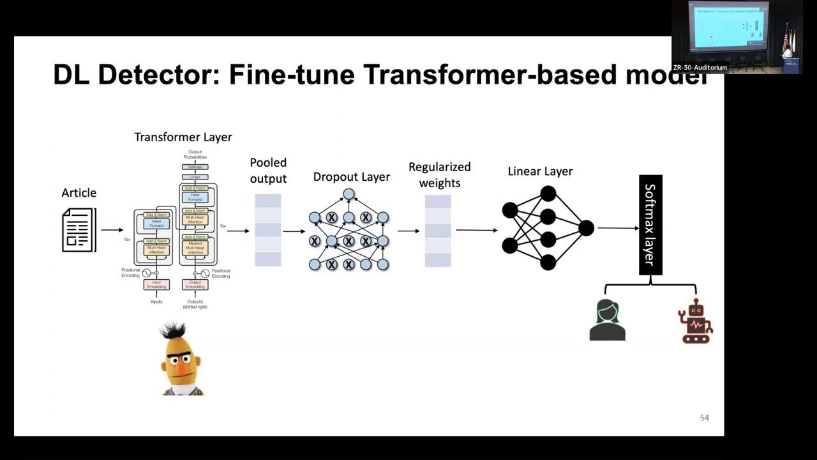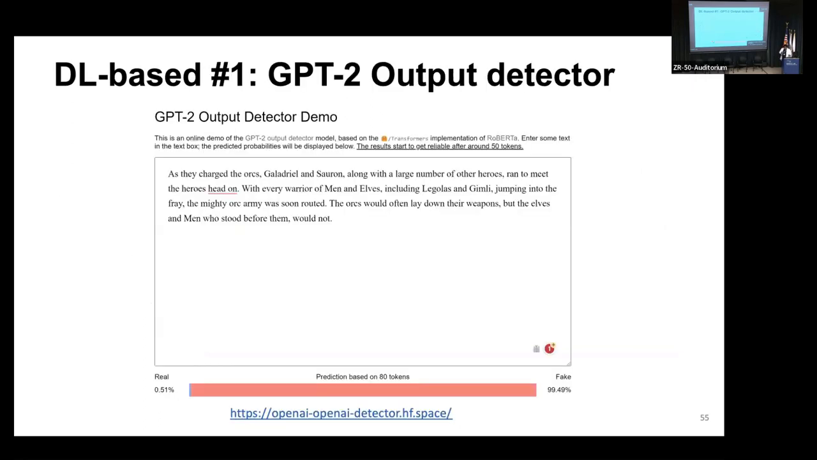And this is exactly what Dr. Ishmael was talking about when he did his tutorial. You just pass your text through the neural network and then you classify it. And this GPT-2 output detector by Hugging Face uses such a model, RoBERTa, fine-tuned on GPT-2 and human written text, to distinguish them.